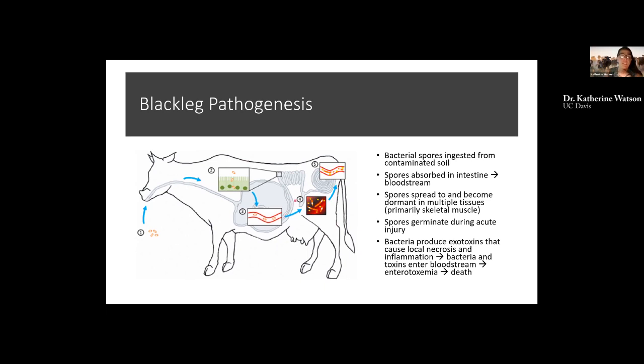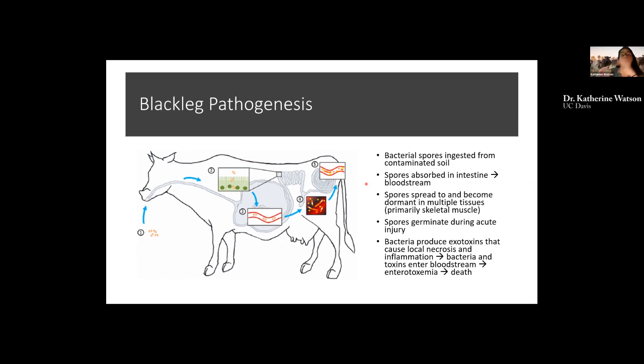Then when there's a site of injury, usually if you're running them through a chute, or if they get kicked by another animal, or if they run into a fence or a gate, or if the gate closes on them, that injury causes a hematoma, so a bruise. And that causes an anaerobic or low oxygen environment, and the spores then start to germinate. They start to make more bacteria. They start to propagate. When they propagate, they make a toxin, and that is what causes all of the local damage within the tissue. Then that toxin can go into the bloodstream and cause an enterotoxemia.